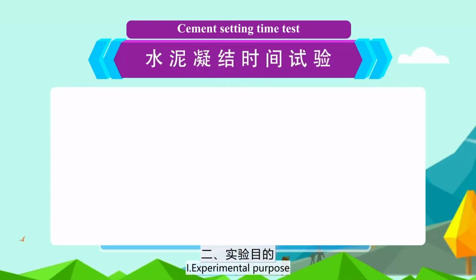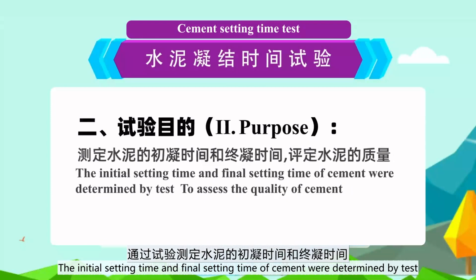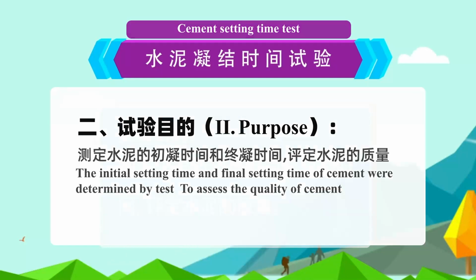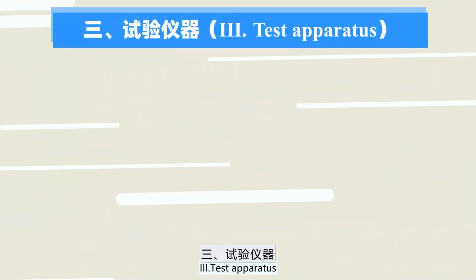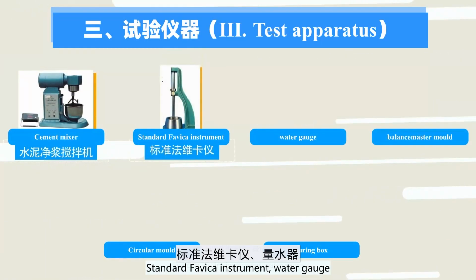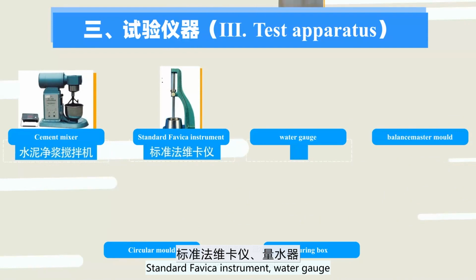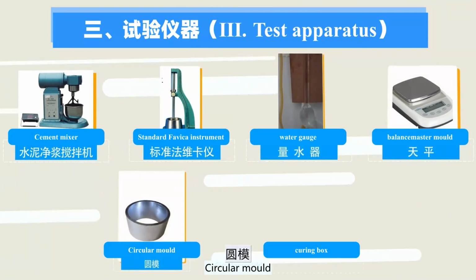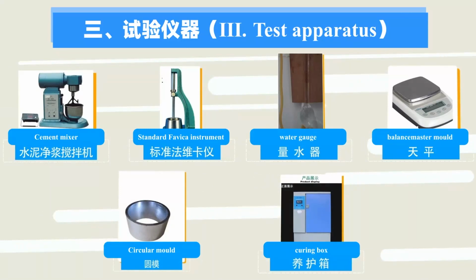2. Experimental purpose: the initial setting time and final setting time of cement were determined by the test, to assess the quality of cement. 3. Test instruments: cement mixer, standard Vicat apparatus, water gauge, balance, master mold, circular mold, curing box, etc.